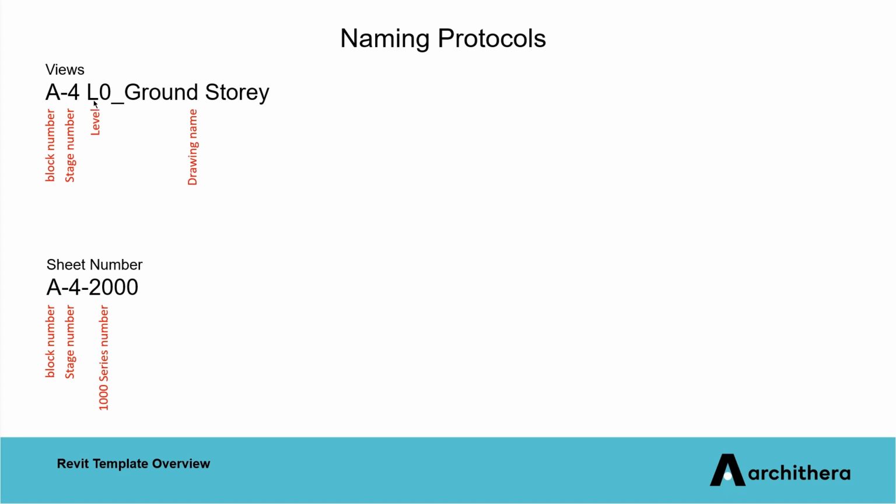So we start off with the level, so L0. So it's sorted first by this. So my L0, and then drawing name, ground story. For a section, it will just read A-4, and then also section AA or whatever that might be. And then let's look at the sheet number.